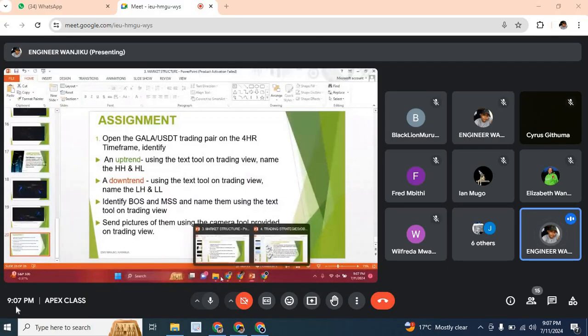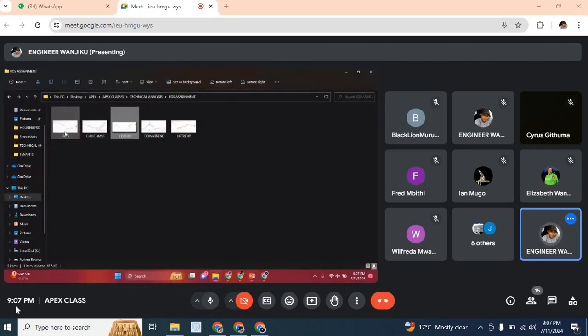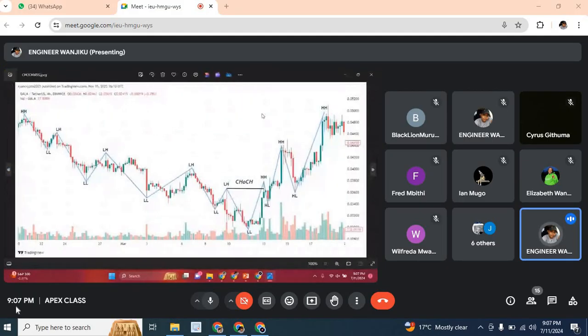So I'll navigate very fast to some submissions that I had. So the Gala USDT chart, 1 hour time frame. So this was well done. This was just one submission encompassing all the 4 questions. So this was the Gala USDT chart, 4-hour time frame.